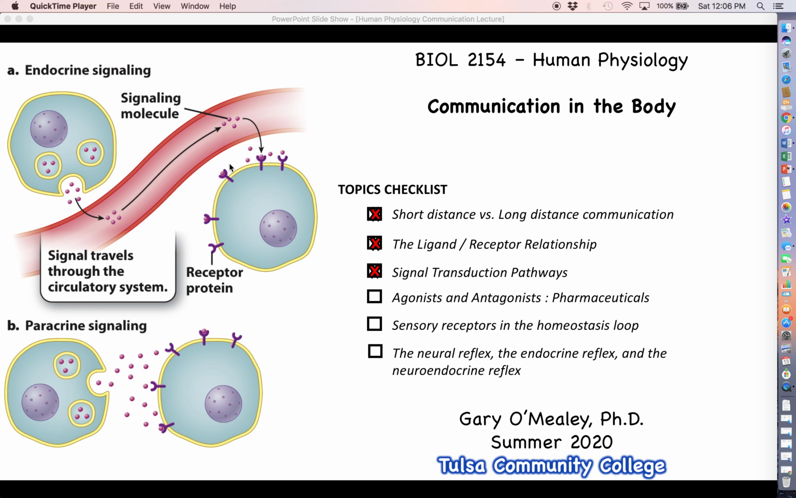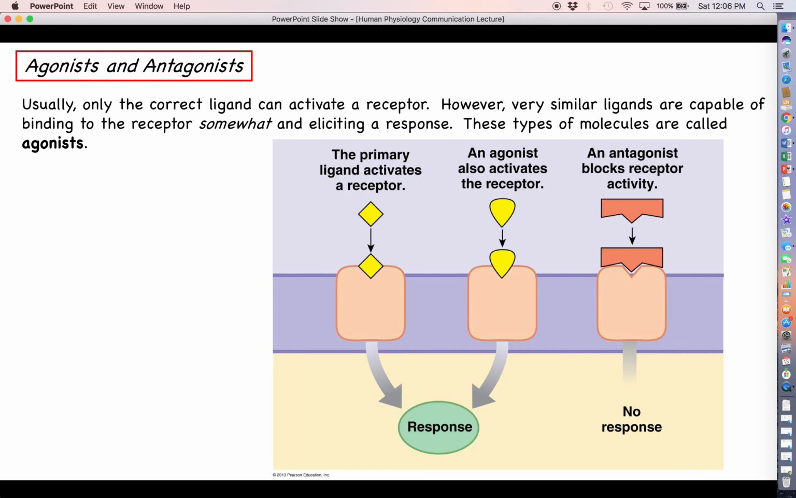So now that we've had a pretty good understanding of the ligand-receptor relationship, let's talk a little bit about an application of that: agonists and antagonists and their role in pharmaceutical drugs. We've said before that the relationship between the ligand and receptor is not unlike the relationship between a key and a lock. So the general idea is that a ligand needs to have exactly the right shape in order to fit into the binding pocket on a receptor.